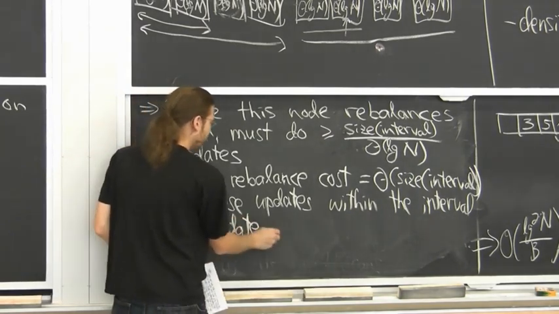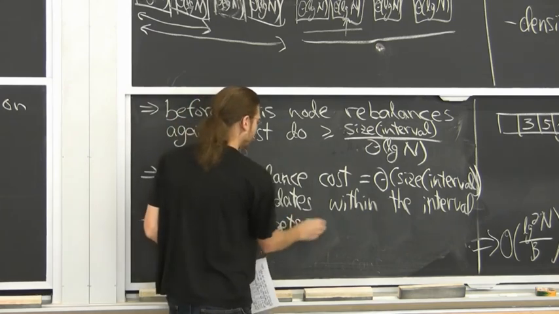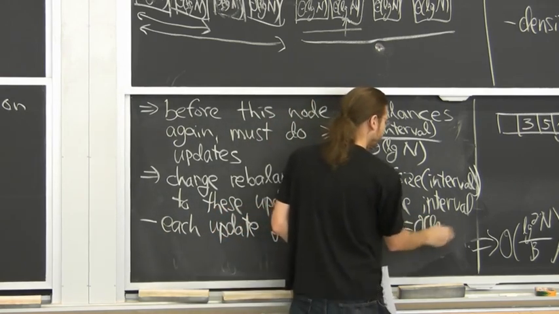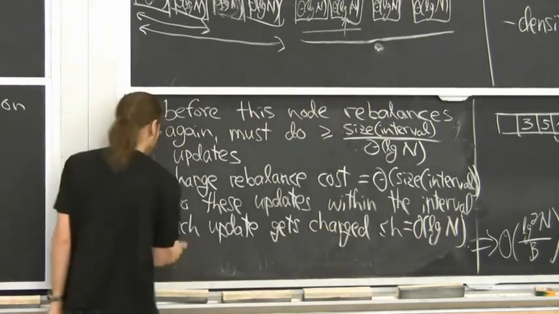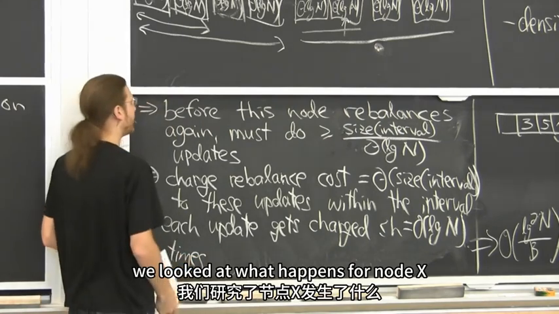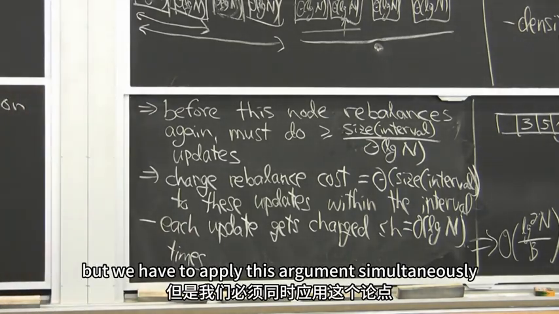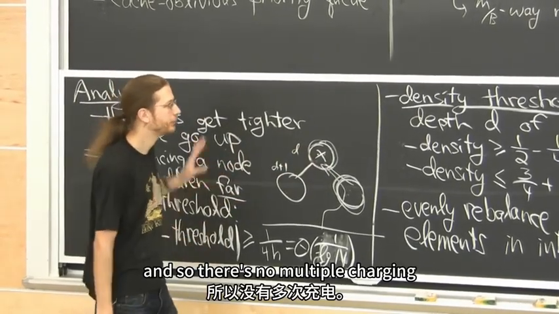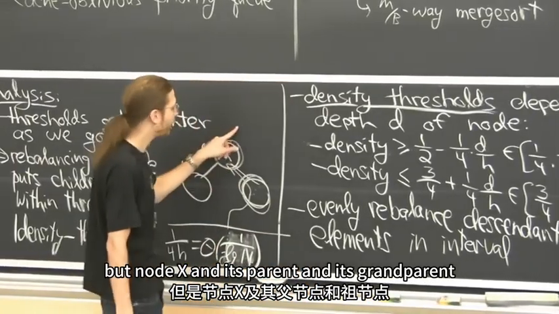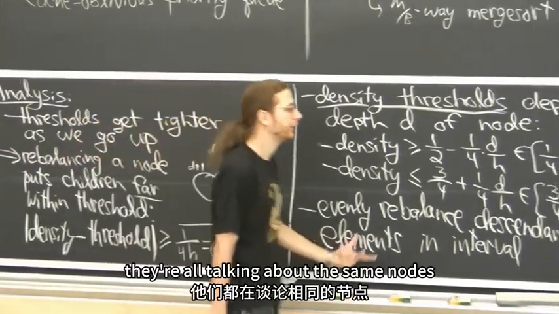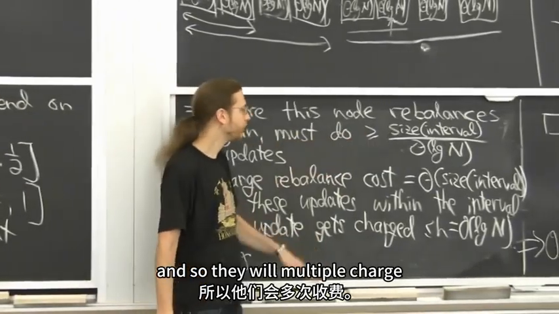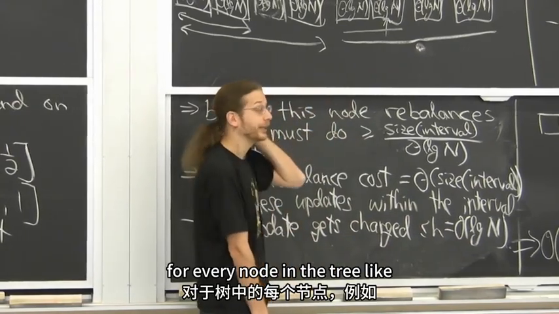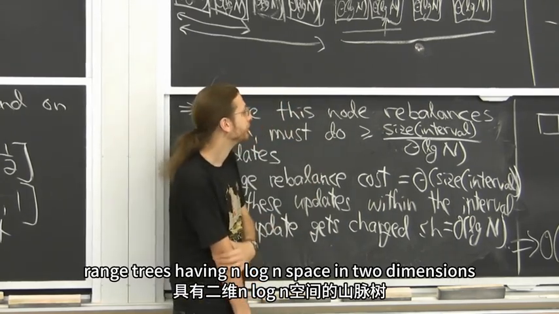Each update gets charged at most h, which is order log n, times. We looked at what happens for node x, but we have to apply this argument simultaneously for all nodes x. Fortunately, this node versus this node, they don't share any descendants, so there's no multiple charging. But node x and its parent and its grandparent, all its ancestors, are talking about the same nodes, so they will multiple charge, but only by a factor of log n. That's something we've seen a few times, charging log n times for every node in the tree, like range trees having n log n space in 2 dimensions. Same deal.